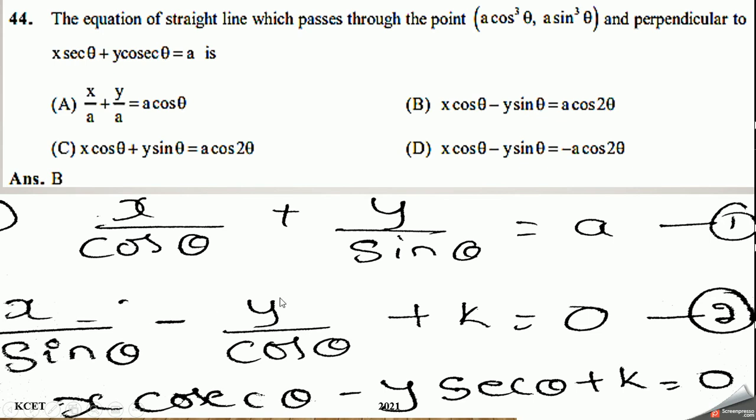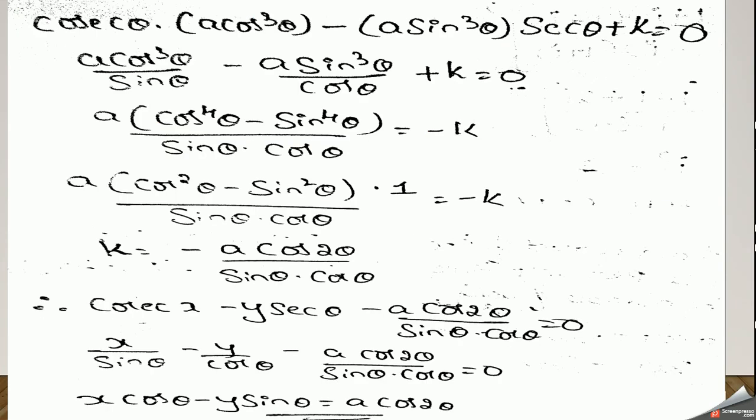So this is the equation of the required line. Substituting back for sin theta and cos theta as cosecant and secant, and they have given that now we are going to find out the value of k here using the condition that it passes through the point a cos cube theta, a sin cube theta. Substitute for x and y. So substitute, taking a common numerator.